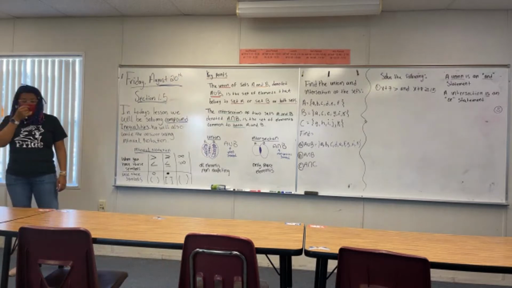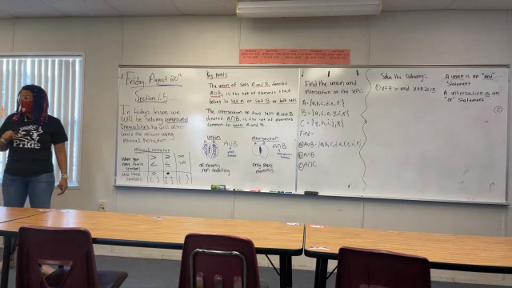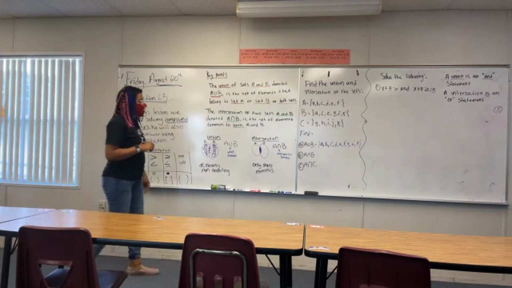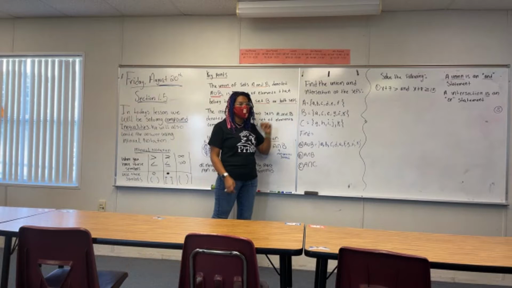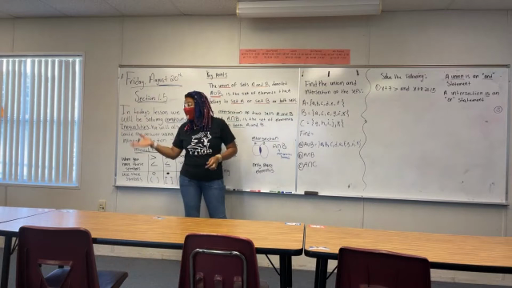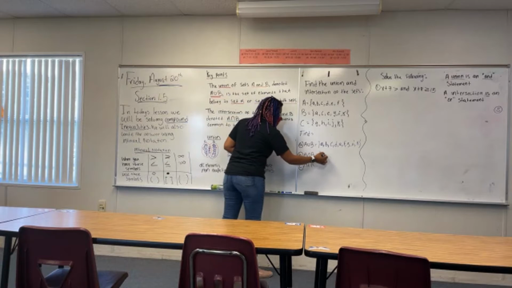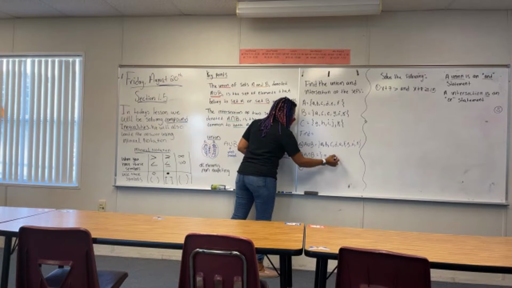What about B? I mean, 2. No, what is that? Yeah, B. The intersection between A and B. What are the numbers that they both have the same? I mean, what are the variables that they both have the same? A, C, and E.